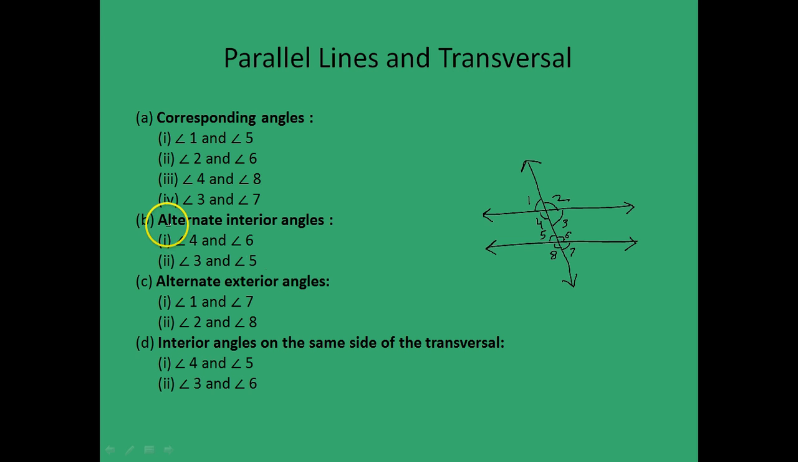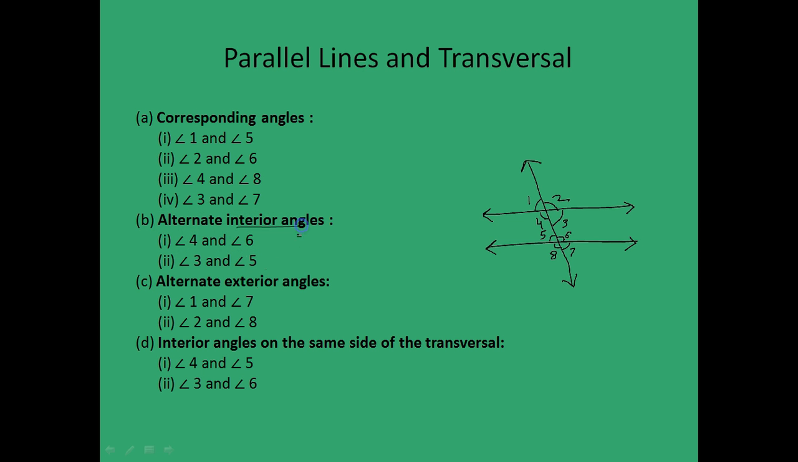Next, there is a set called alternate interior angles, which are 4 and 6 and 3 and 5, opposite basically. And alternate exterior angles, which are 1 and 7, and 2 and 8. Interior angles on the same side of the transversal are 4 and 5 and 3 and 6.